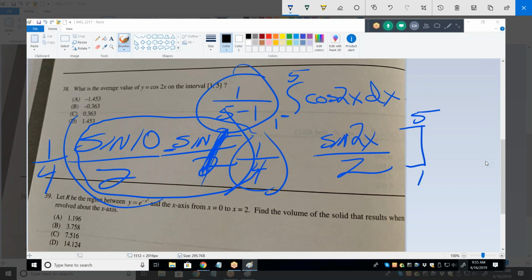Because that is in radians, and that is the number 2. I don't know what that is. I don't even know whether it's positive or negative. But that's a calculator problem at this point.